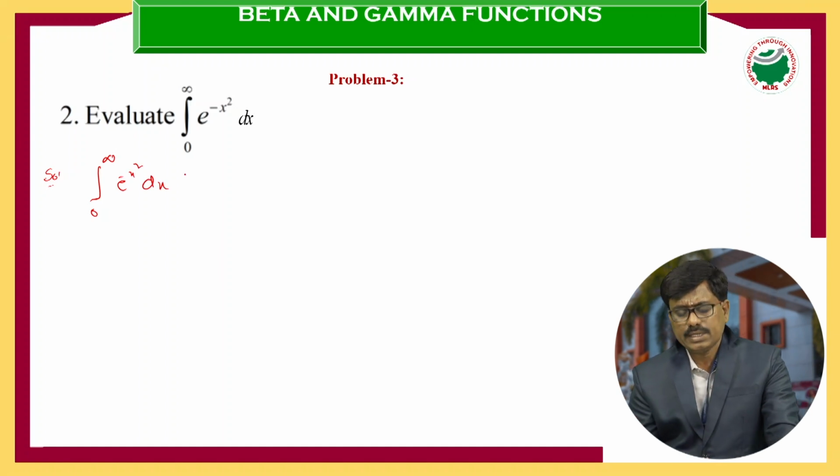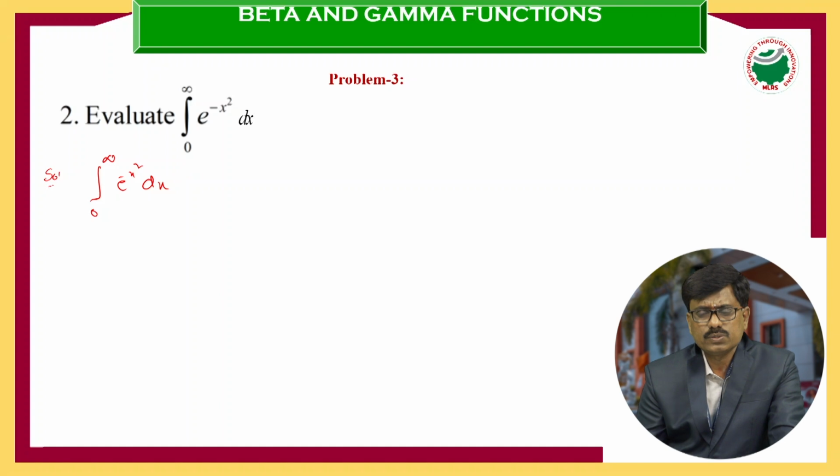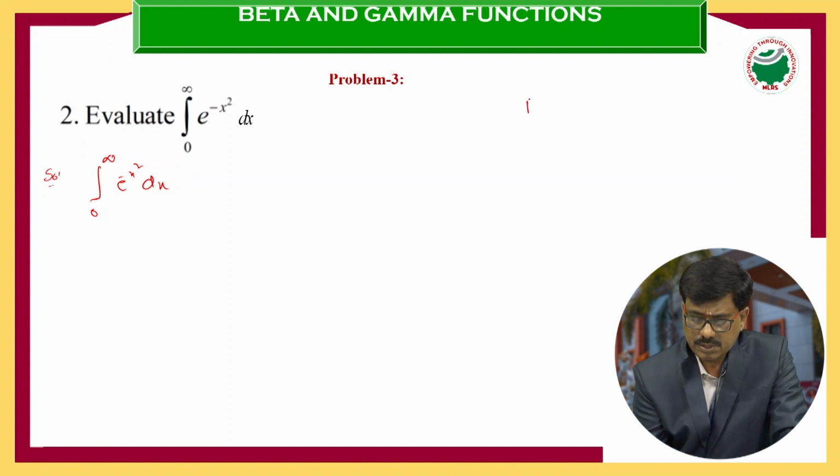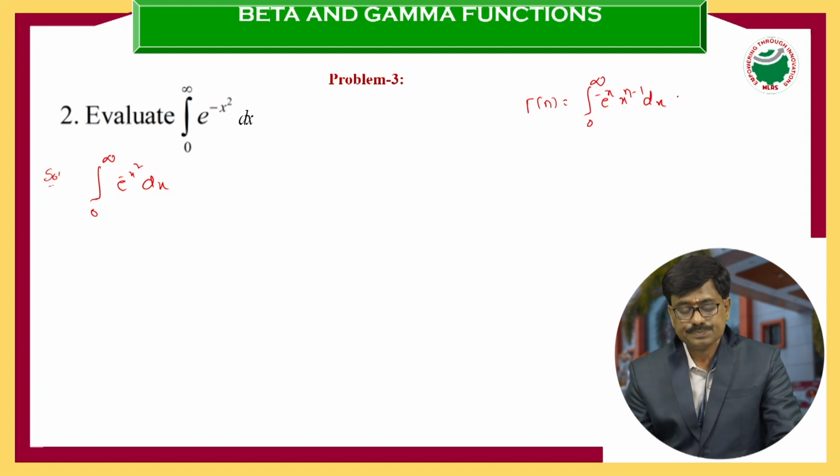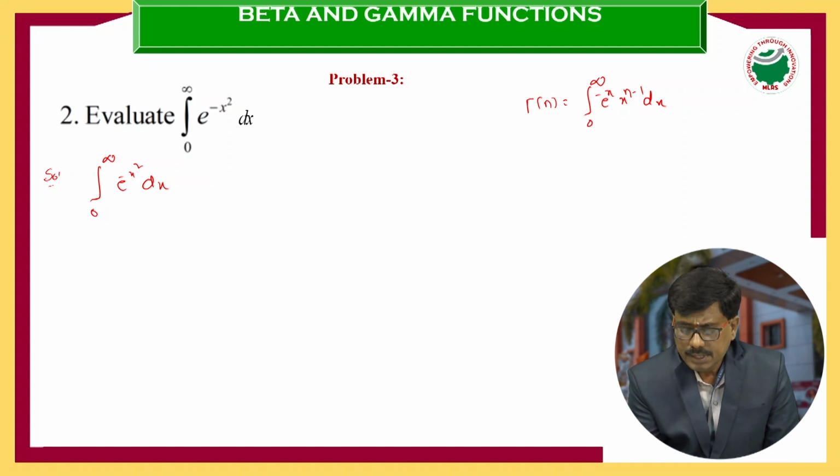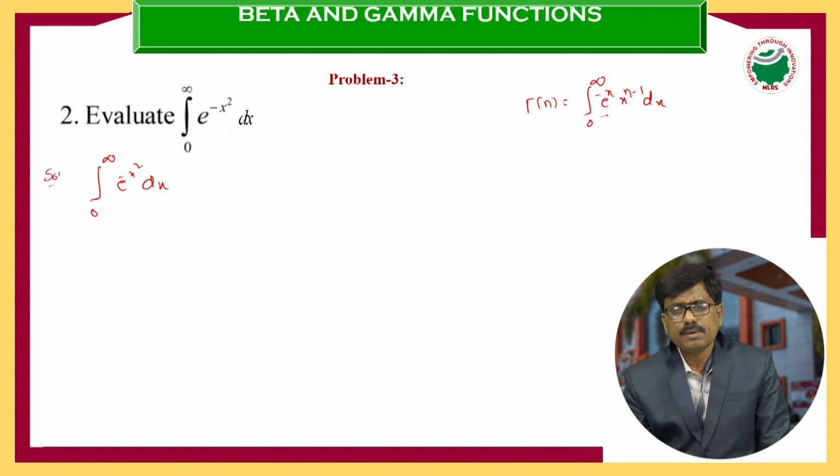Whenever you look at the upper limit of the integral, this looks like a gamma function. But what is the definition of the gamma function? First of all, gamma n equals integral 0 to infinity e power minus x, x power n minus 1 into dx. Whenever you observe the definition of gamma, e power, what is e power?